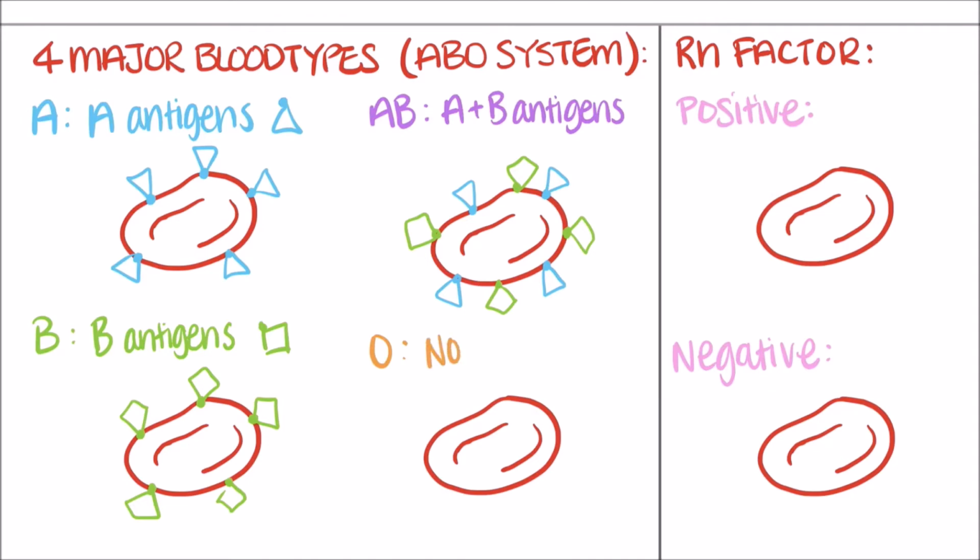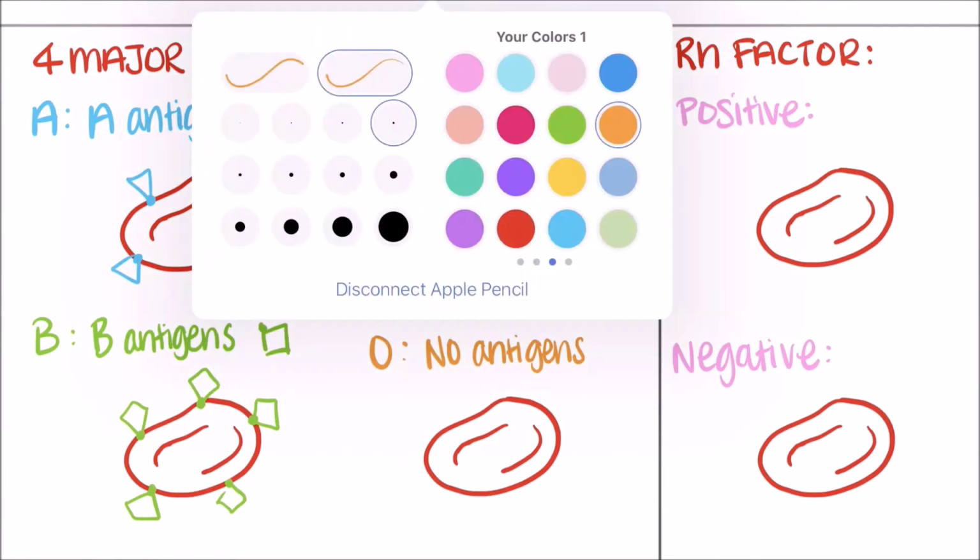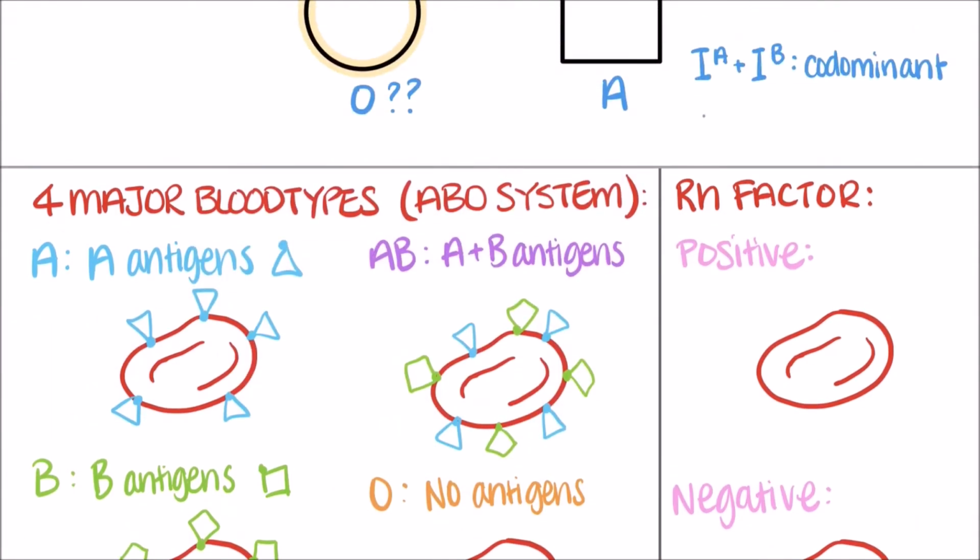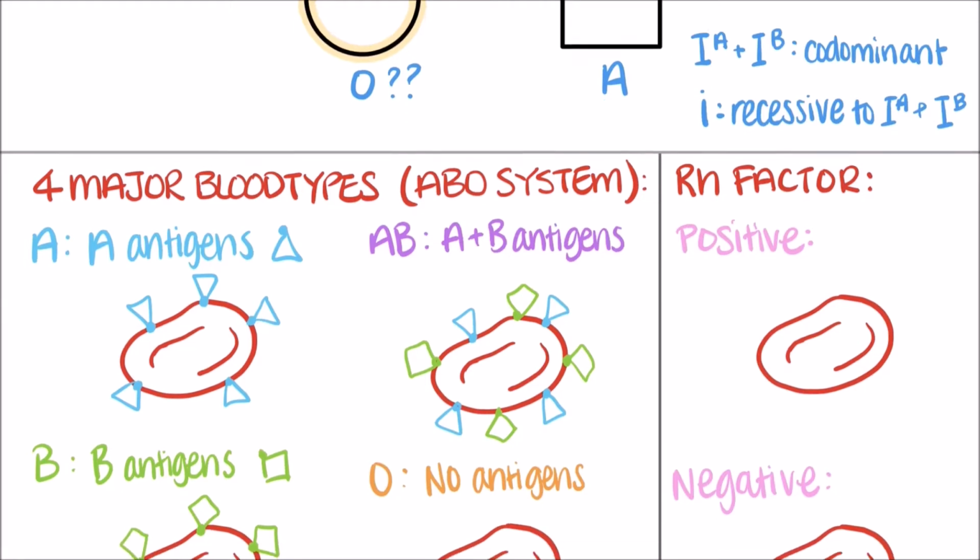Those with blood type O are commonly said to have no antigens, but we'll soon see that that's not really the case. People with blood type O will have both A and B antibodies, since both are considered foreign. Genetically, the O allele is recessive to both the A and B alleles, and it's normally written as a lowercase i.